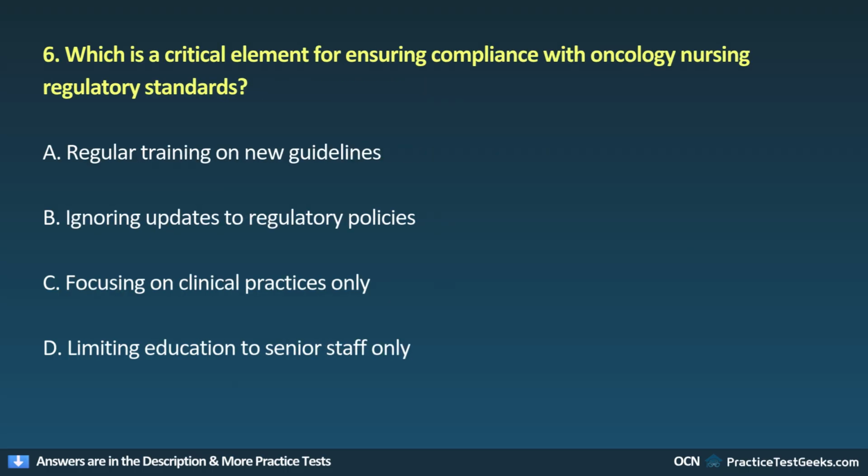6. Which is a critical element for ensuring compliance with oncology nursing regulatory standards? A. Regular training on new guidelines. B. Ignoring updates to regulatory policies. C. Focusing on clinical practices only. D. Limiting education to senior staff only.